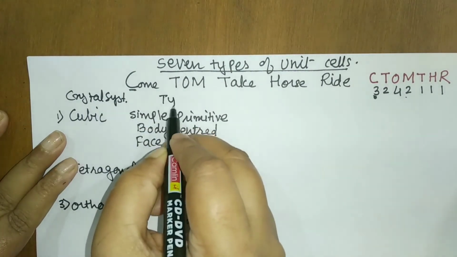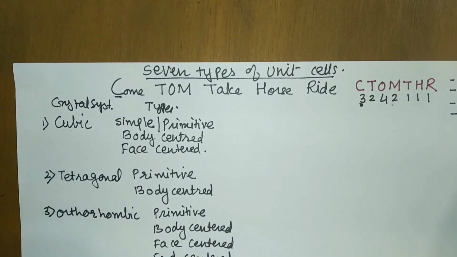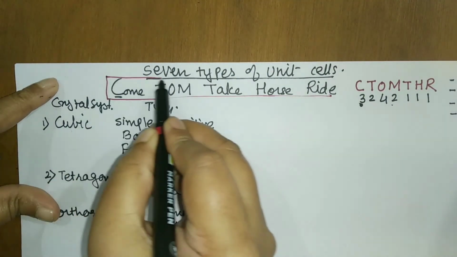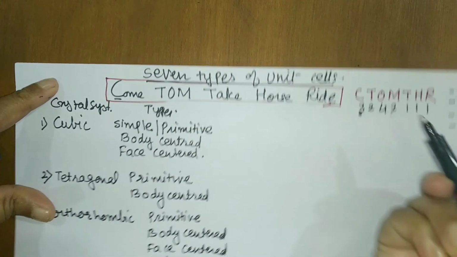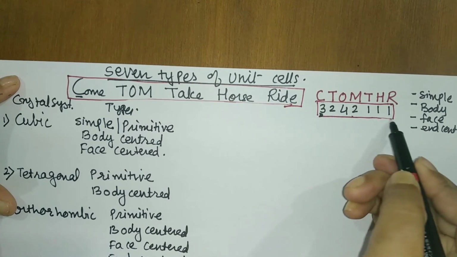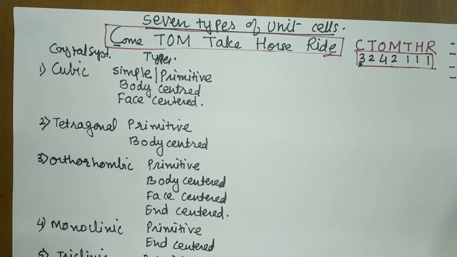And those are the types. So the very simple statement we have used, students, is: "Come Tom, take horse ride." And this is the number which is important, that is 32, 42, 111. Now let us see what will be the edge length and what will be the angles. So for that also, how to proceed for this.